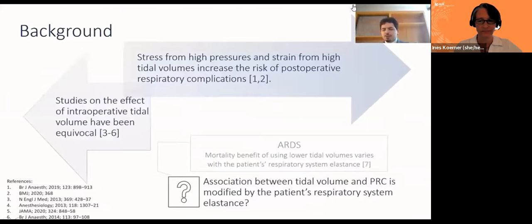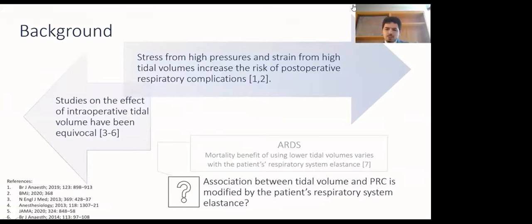Stress from high pressures and strain from high tidal volumes during intraoperative mechanical ventilation are important drivers of postoperative respiratory complications. However, there is conflicting evidence with regard to the effect of high tidal volumes during intraoperative mechanical ventilation. Recently, it has been proposed that in patients suffering from the acute respiratory distress syndrome, the effect of high versus low tidal volumes on patient mortality is dependent on the respiratory system elastance. In this study, higher tidal volumes were more harmful if the patient had a high elastance or low compliance. This could explain equivocal results from studies in the intraoperative setting.